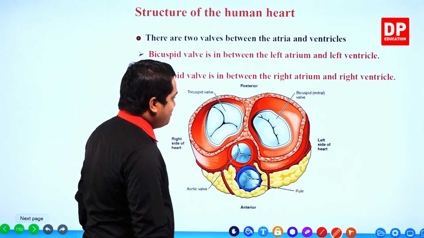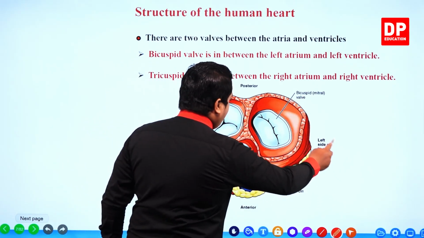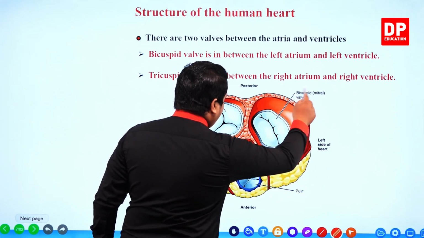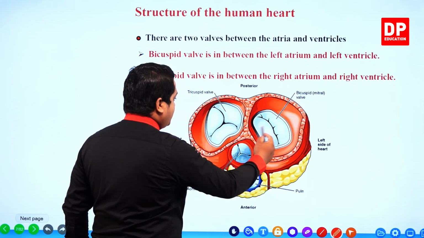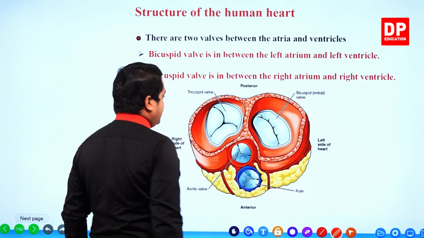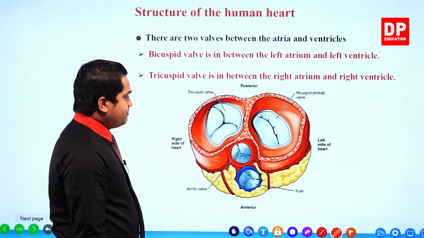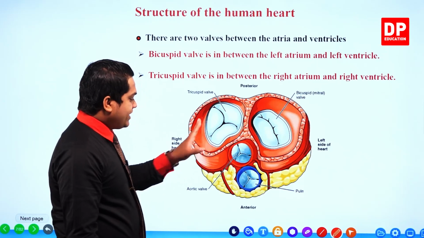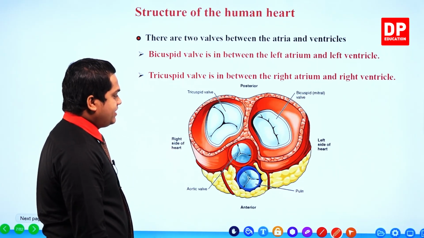But in the bicuspid valve at the left side of the heart, the mitral valve or the bicuspid valve, you can observe only 2 different tissue layers like this. So the bicuspid valve and the tricuspid valve. You can see it very clearly.